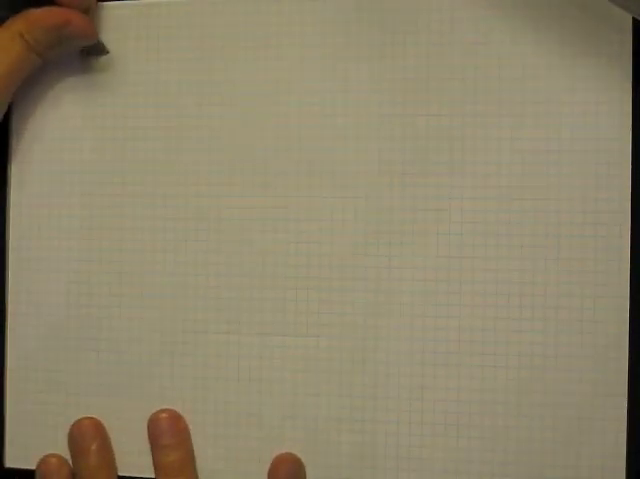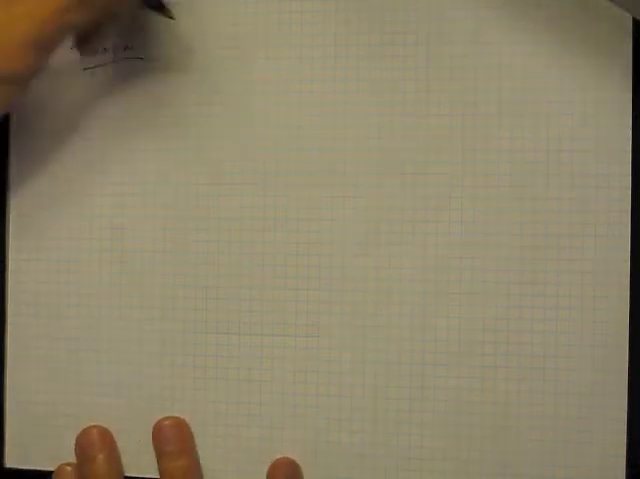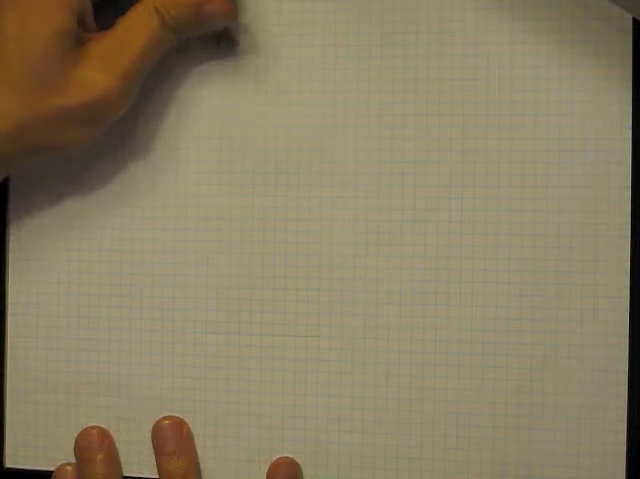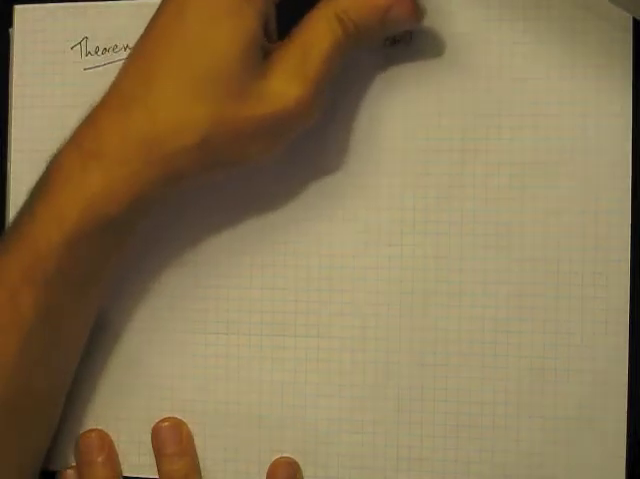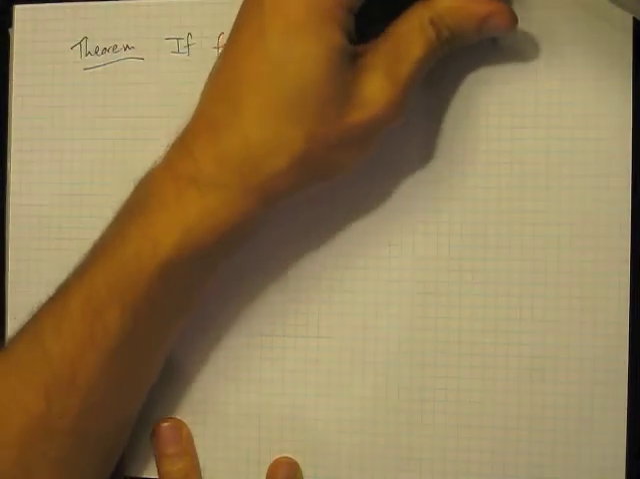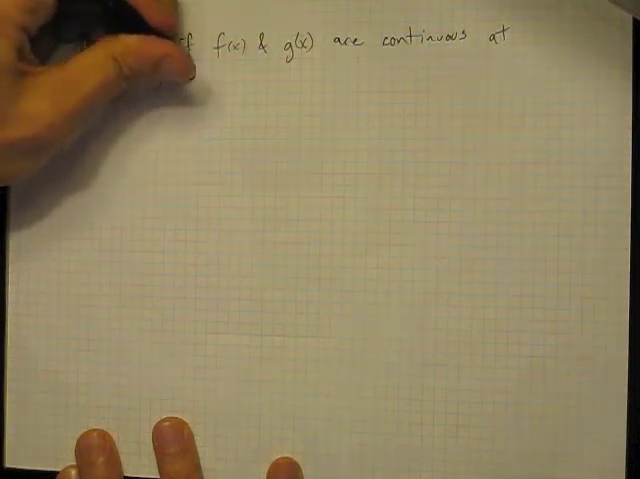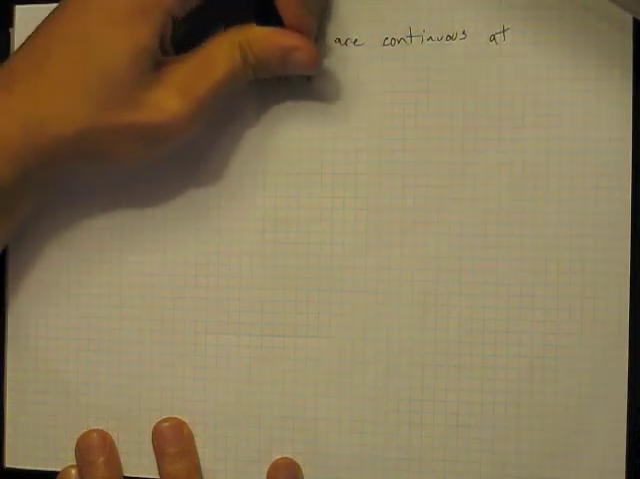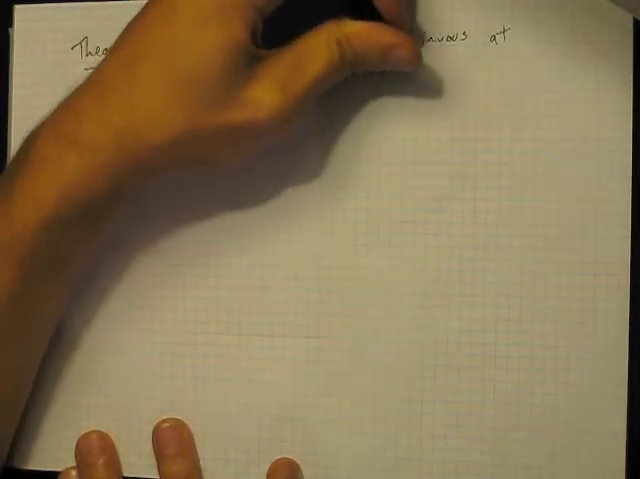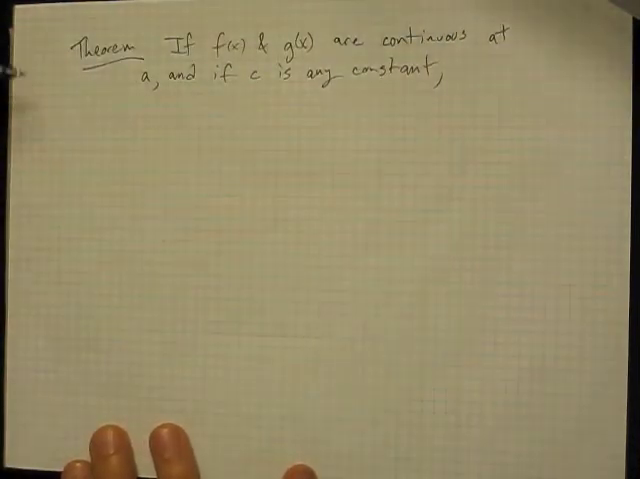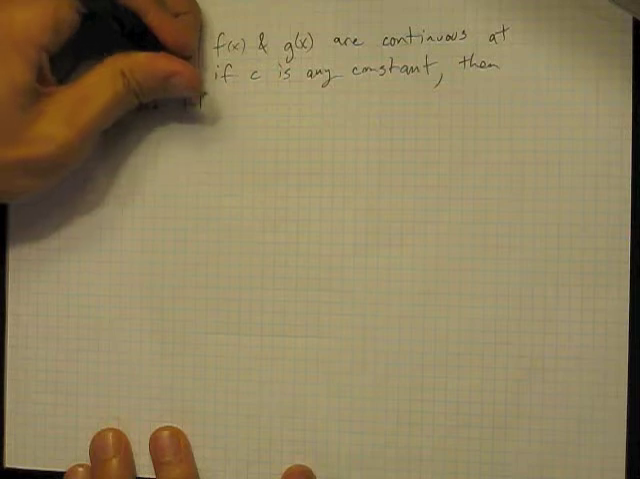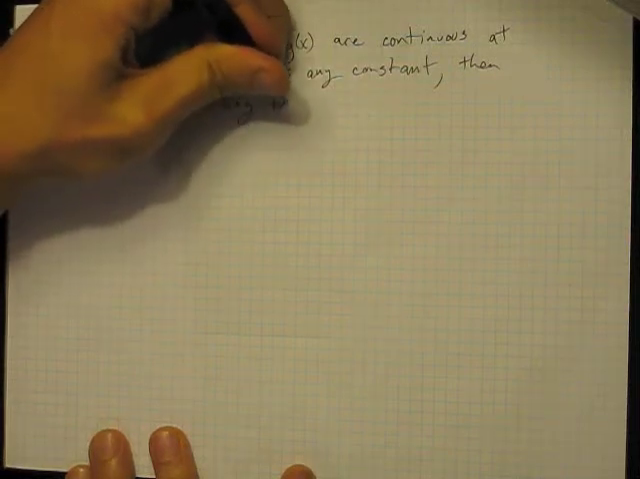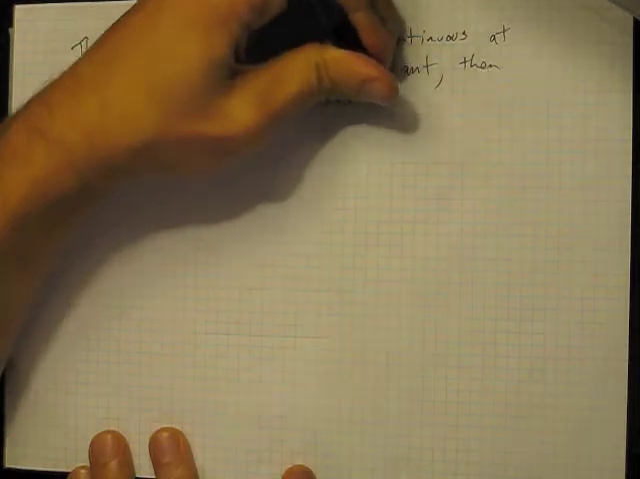All right, we've got a theorem here. If f of x and g of x are continuous at a, and if c is any constant, then the following functions are also continuous.